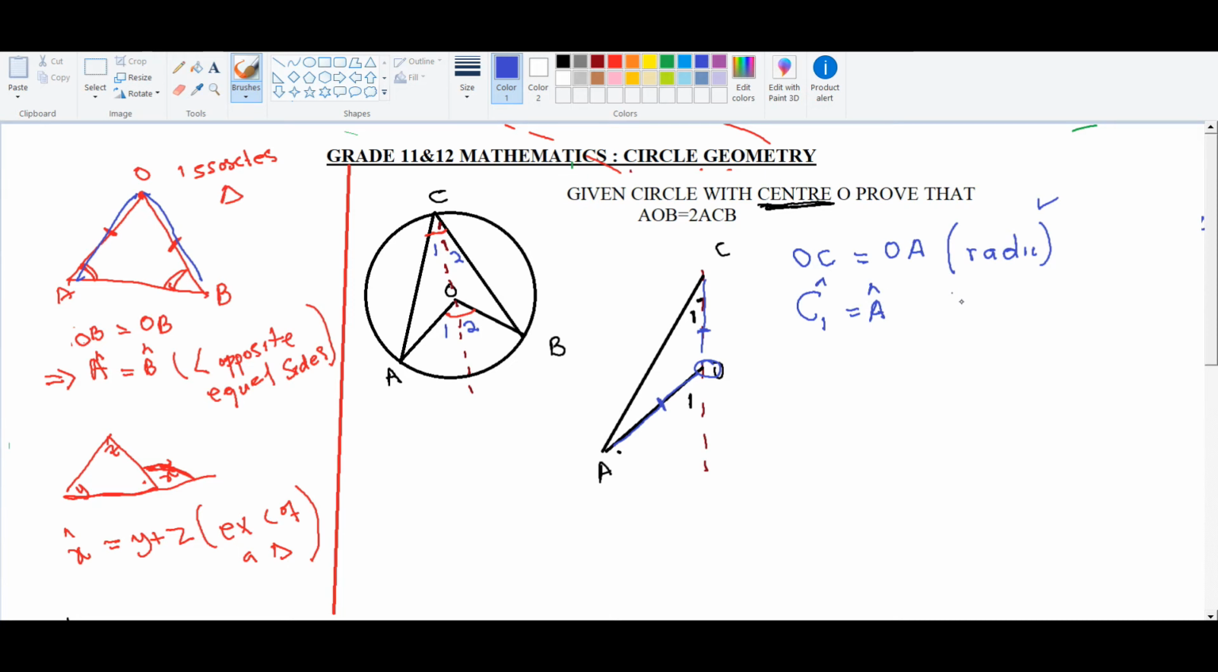What is the reason? The reason: angles opposite equal sides. If you have angles that are opposite equal sides, then they are equal. If you have two sides, this side is equal to that one, that means the base angles C1 and A are equal, right? So from that theorem of the isosceles triangle, we have extracted, and that is a mark.